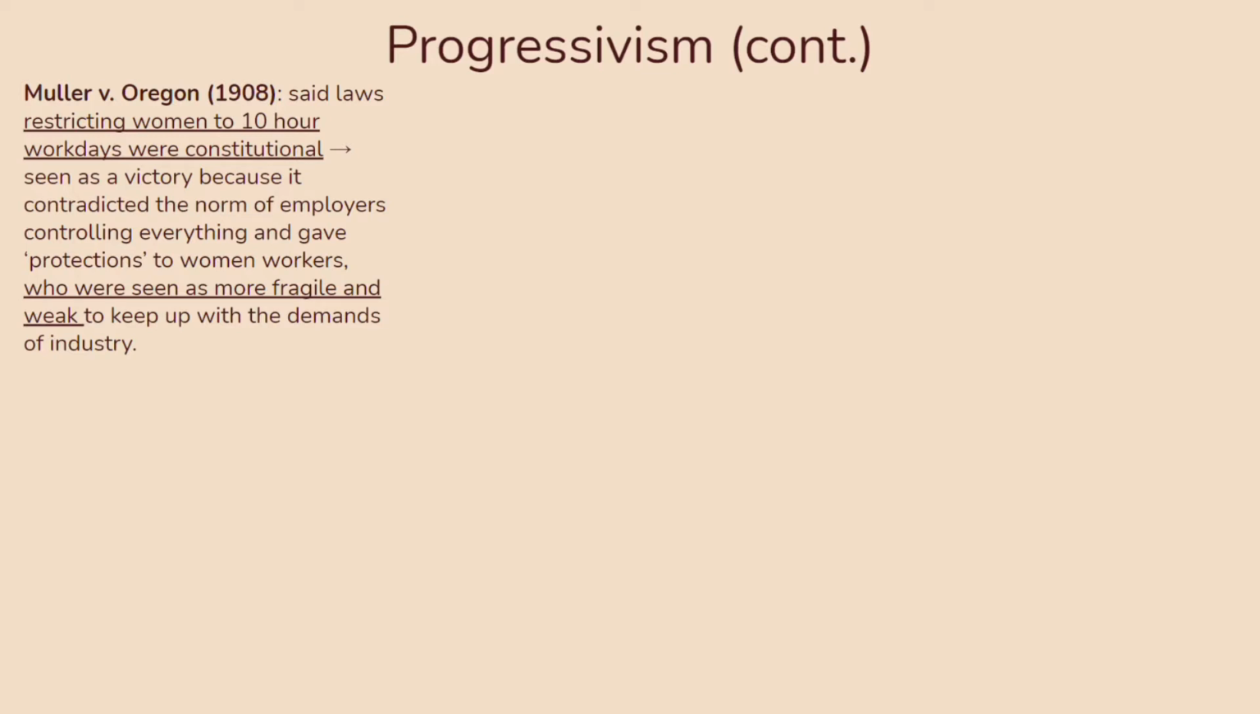And this is seen as a victory because it contradicted the norm of employers controlling everything and gave more, quote-unquote, protections to women workers, who were seen as more fragile and weaker, to keep up with the demands of industry. So although this is a setback for the feminist movement, it was considered a victory for the labor movement because employees are finally getting more protections, they are actually cared about, and they're not overworked in these horrible conditions.